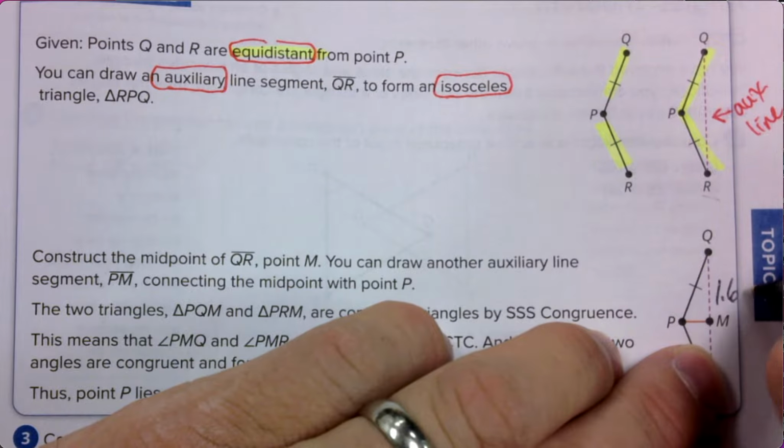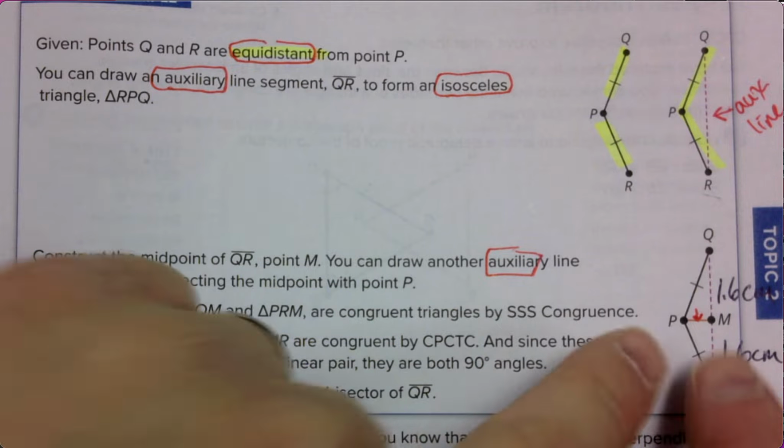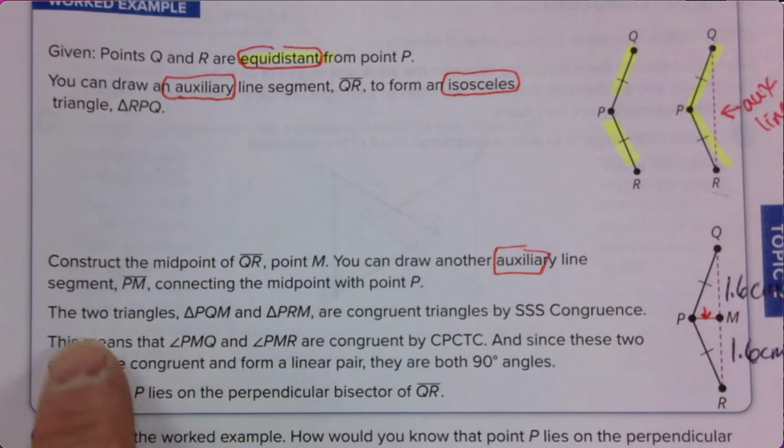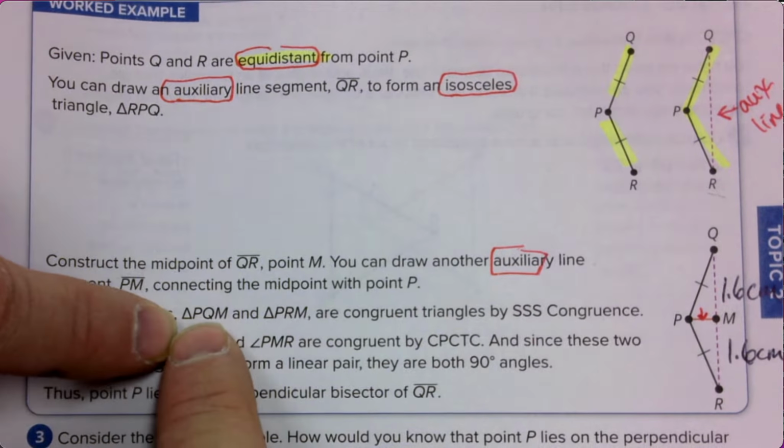You can draw another auxiliary line. There's that word auxiliary again. In this case, the auxiliary line is right there. It's the line between P and M. When you connect the midpoint and P with a line, that's just another line that you drew, called the auxiliary line. The two triangles: there's triangle PQM.